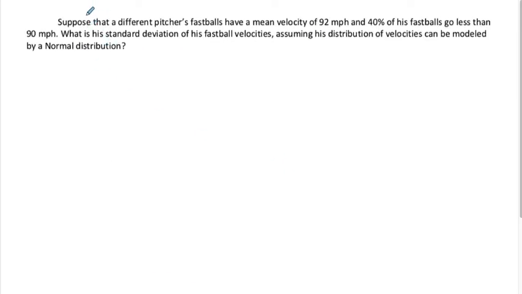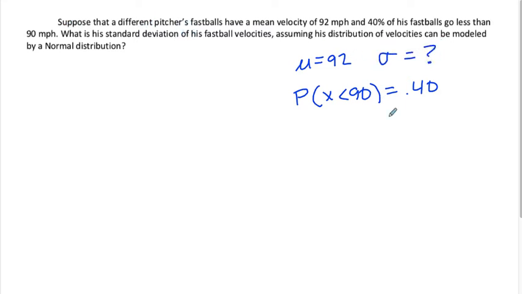All right, and then this last part, it says, suppose that a different pitcher's fastballs have a mean velocity of 92. All right, so we have a mean here of 92, and that we know 40% of his fastballs go less than 90 miles per hour. Okay, so we know that the proportion of his fastballs that go less than 90 miles per hour is 40%. What is his standard deviation of his fastball velocities?